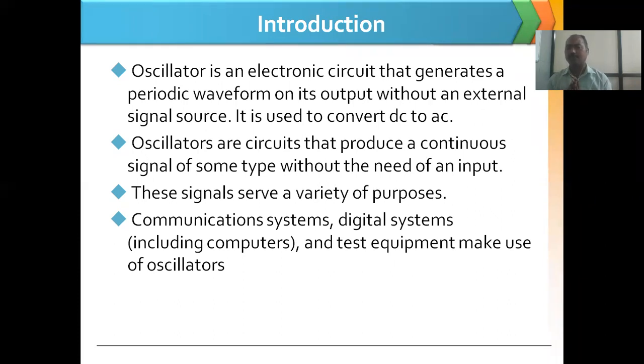For that purpose, how communication is used, I'm telling you. You have seen the towers of BSNL, then Jio, they have towers, right?